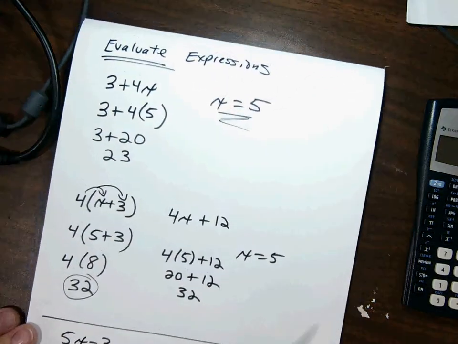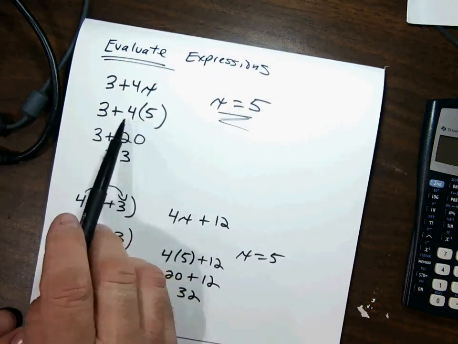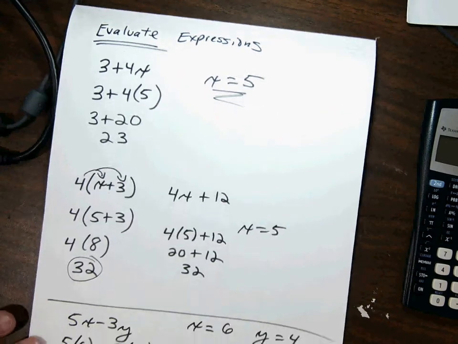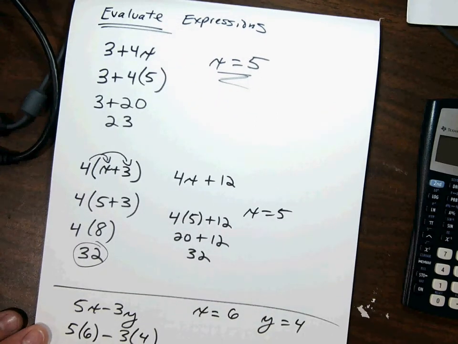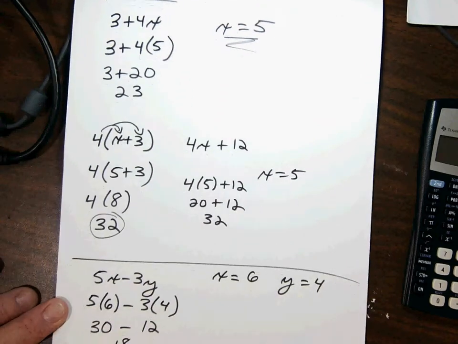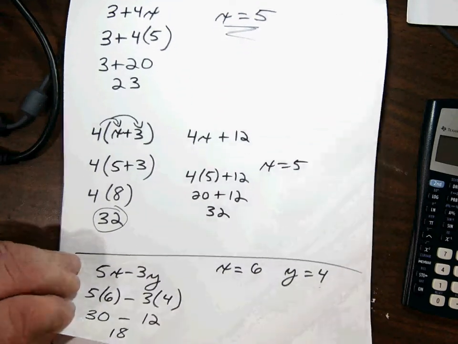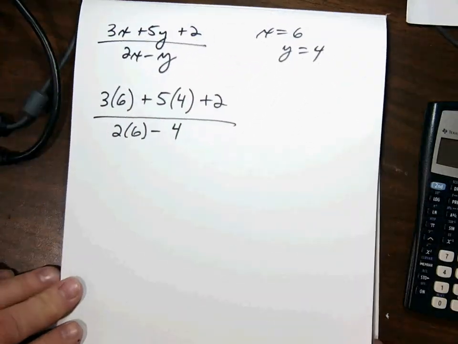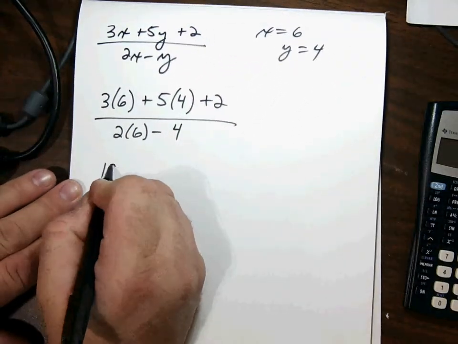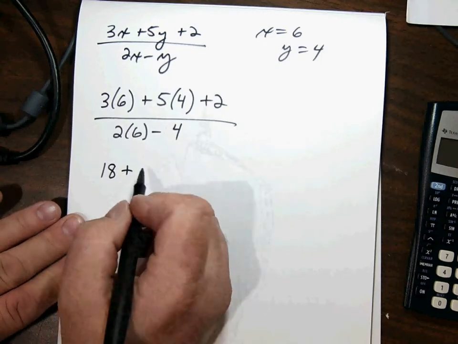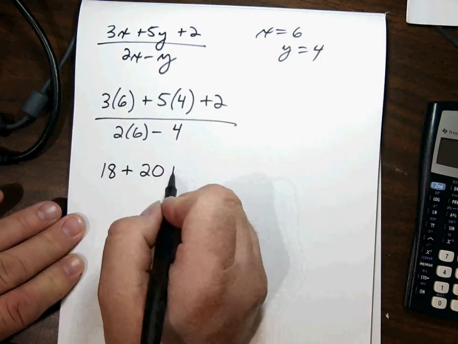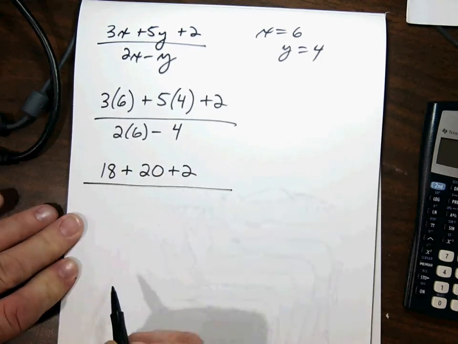We multiplied the 4 and the 5, and then we added the 3. We multiplied the 5 and the 6, we multiplied the 3 and the 4, and then we did the subtraction. So we need to multiply before adding or subtracting. That's what we're going to do here. 6 times 3 is 18. Plus 5 times 4 is 20. Plus 2. That's the top part of my fraction.